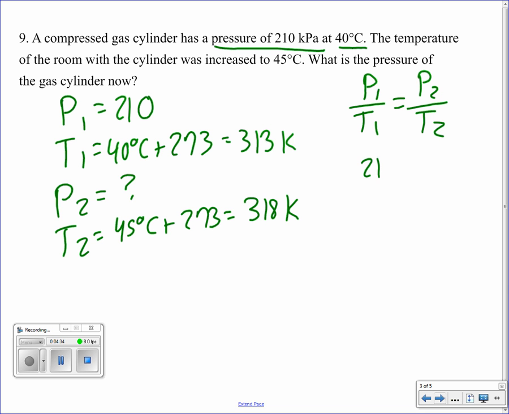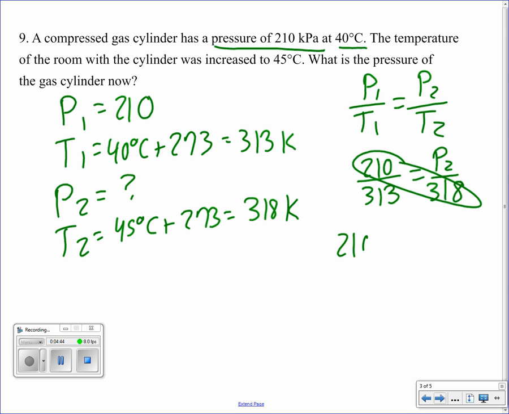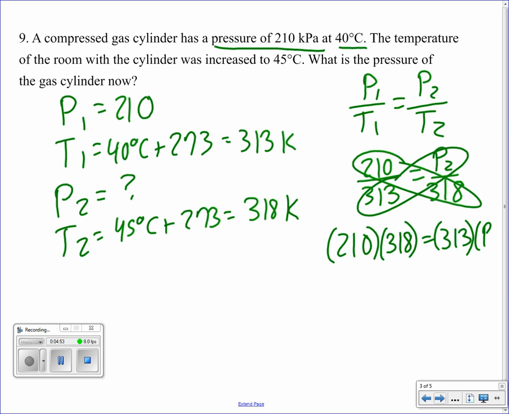Okay, so our P1 is 210, our T1 is 313, our P2 is our unknown, and our T2 is 318. So we cross multiply. 210 times 318 equals 313 times P2. On my calculator, 210 times 318 equals 66,780, which equals 313 times my P2.